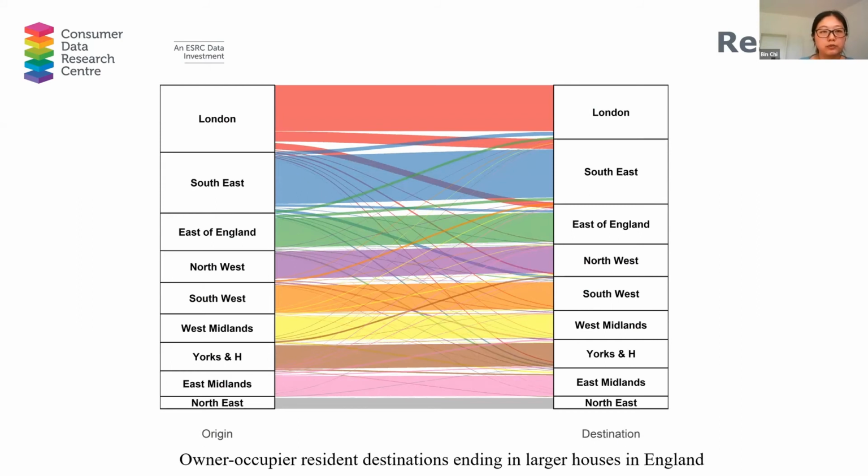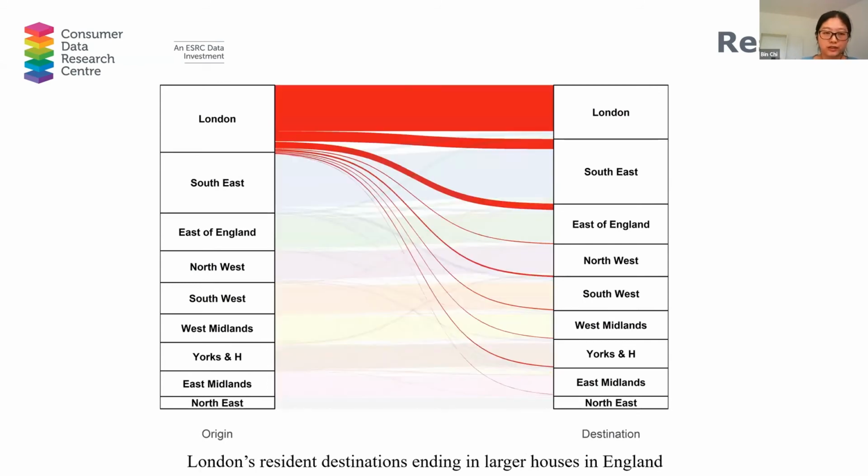And here is a map to show you how it looks on a regional basis. The residents who come from the same region are colored in the same color. You can see clearly that 20% of this movement is from London, 19% from the Southeast, and 16% from the East of England. The remaining 6 regions occupy less than 10%.